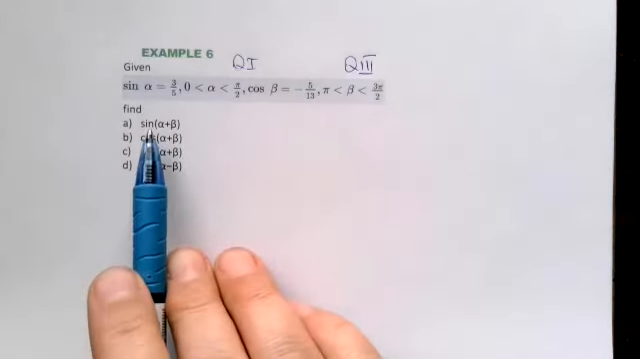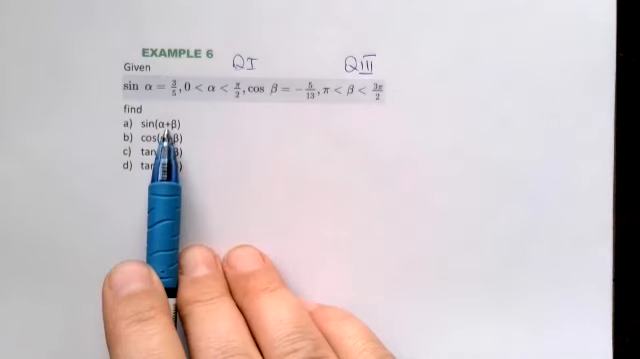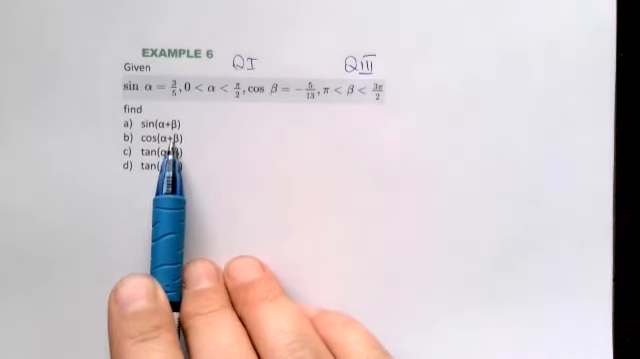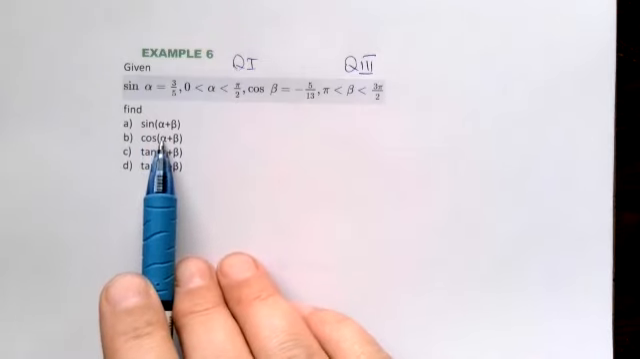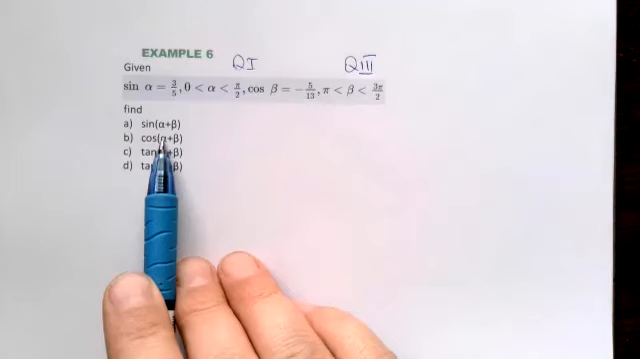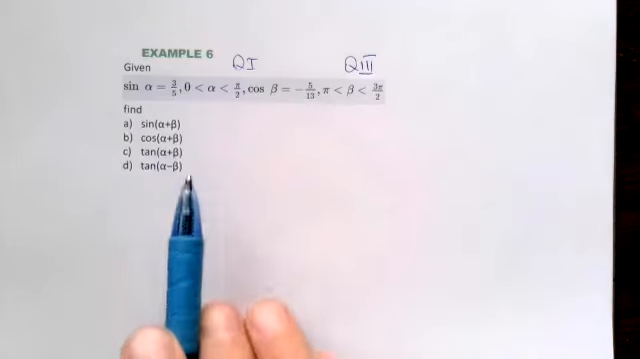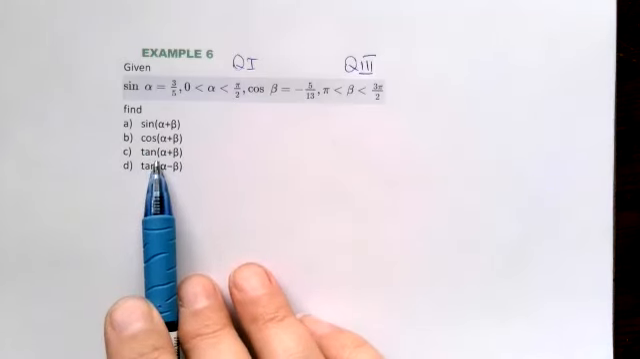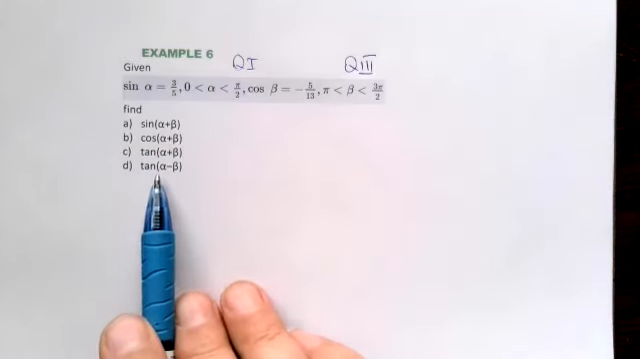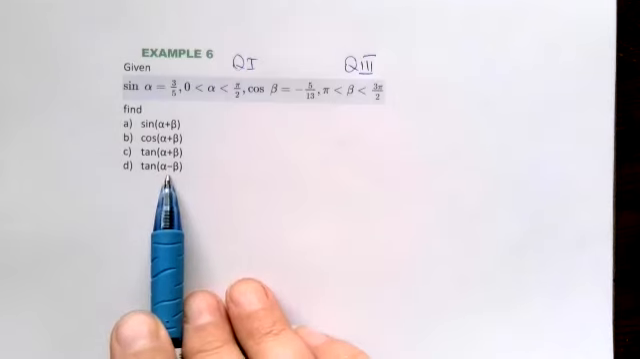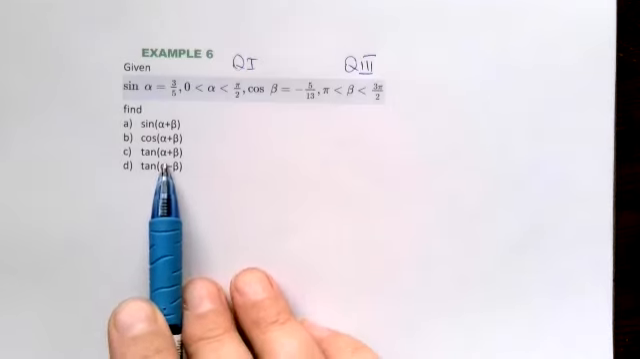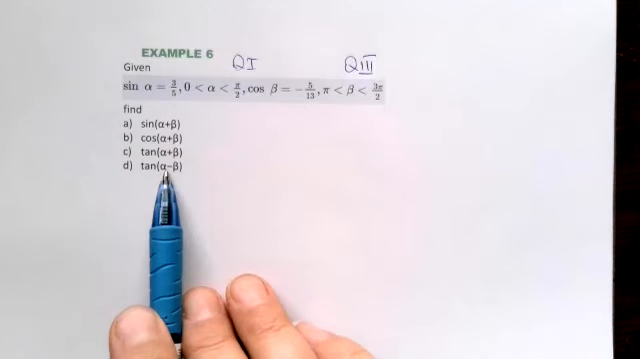We need to find sine of the sum alpha plus beta, cosine of the sum. And we know that in order to find those, we need both the sine and cosine of alpha and the sine and cosine of beta. Also, we have to find the tangent of alpha plus beta and tangent of alpha minus beta. And for those, we need both tangent of alpha and tangent of beta. So before we apply the formulas, we need to do some preliminary work.